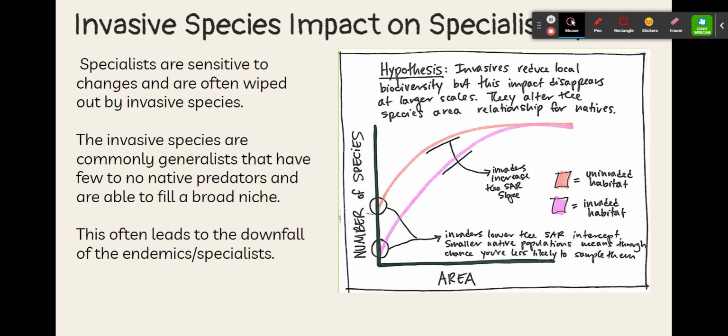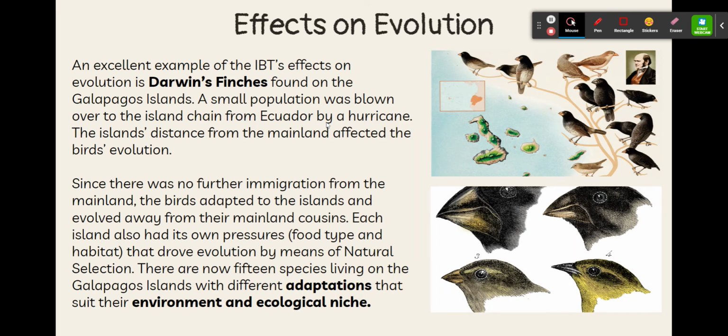And they typically have pretty severe impacts on the environment and particularly on specialist species. Remember, specialists are sensitive to change. They have very small ecological niches. So when invasive species are introduced, they unfortunately destroy the habitat and reduce local biodiversity as well. And this relates to the island biogeography theory because if you have invasive species immigrating to these islands that already have specialist species, they will have an impact on those specialist species.